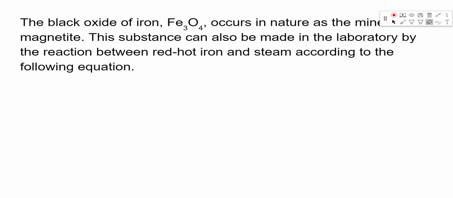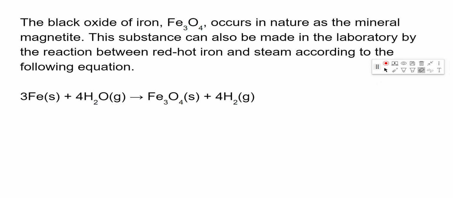There's black oxide of iron, which is written Fe3O4, and it occurs in nature as the mineral magnetite. But you can also make it in a lab. You do this by a reaction between red-hot iron and steam, and it follows this equation. So you're going to take iron in its solid form, it's going to be red hot. You're going to react it with water in its gas form, it's steam, and you're going to wind up with magnetite, or black oxide of iron, and hydrogen gas.